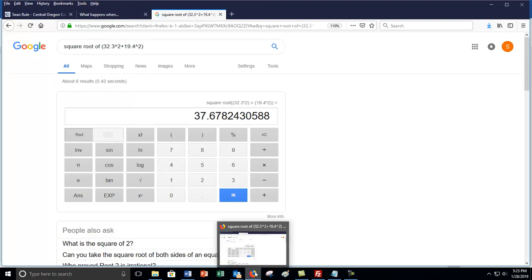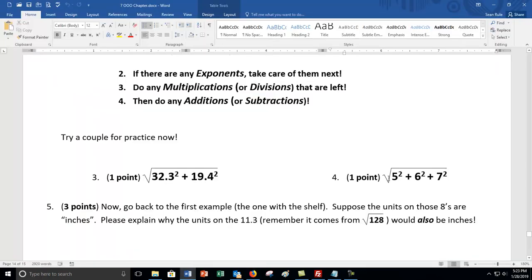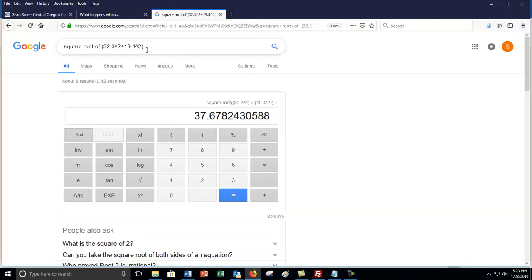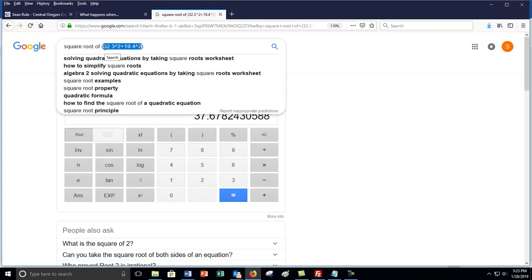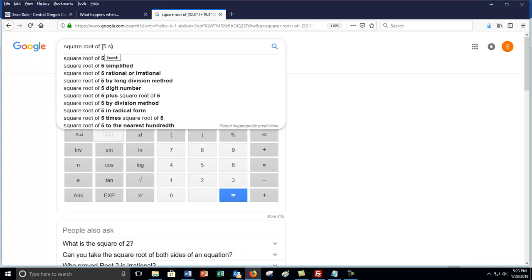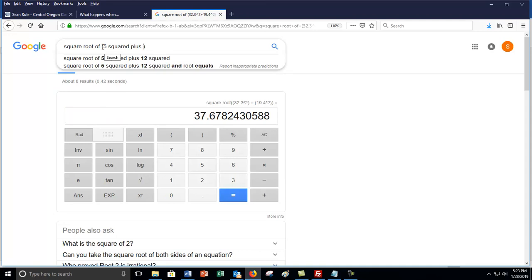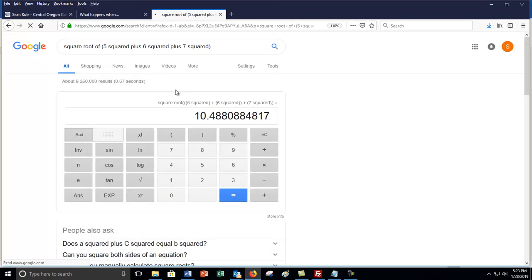And then last but not least over here, this was just a fun one. You can stack as many of them together as you want. So I did 5 squared, 6 squared, and 7 squared. I'm gonna have some fun with this. I'm gonna type 5 squared plus 6 squared plus 7 squared. Let's see if it can handle that. It sure can.